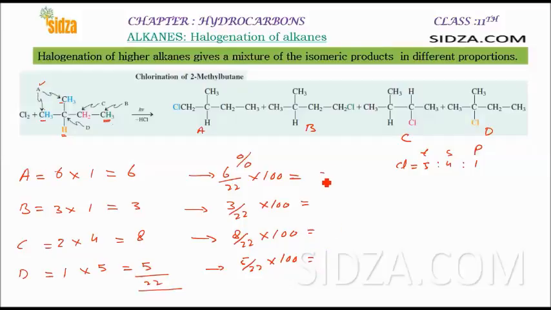Here this one is 27%, and 3 by 22 is 14%, and 8 by 22 into 100 is 36%, and 5 by 22 into 100 is 23%. So we got the percentage of the different compounds here.